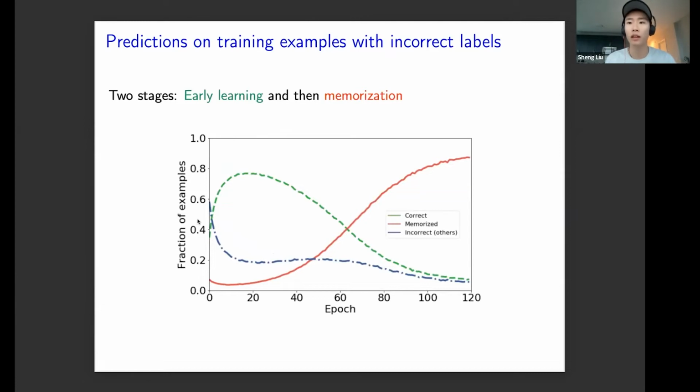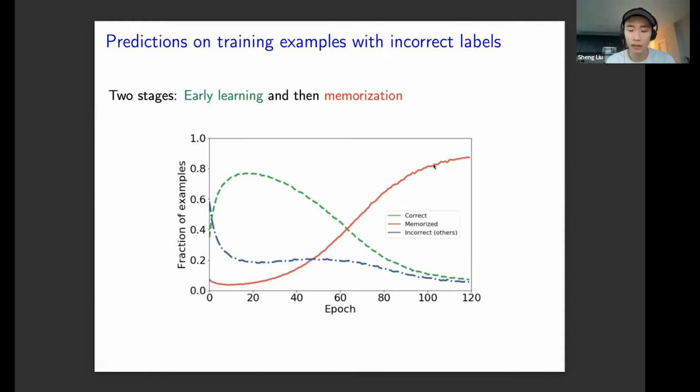We will observe two stages: one stage we call early learning and one stage we call memorization. As you see the green line here, instead of directly going down, it first goes up and then goes down. What does going up mean? Going up basically means that even though those examples are wrongly labeled, they can still be predicted correctly. That's why you see it going up. And then you'll see it going down, as we expected in the previous slides, right?